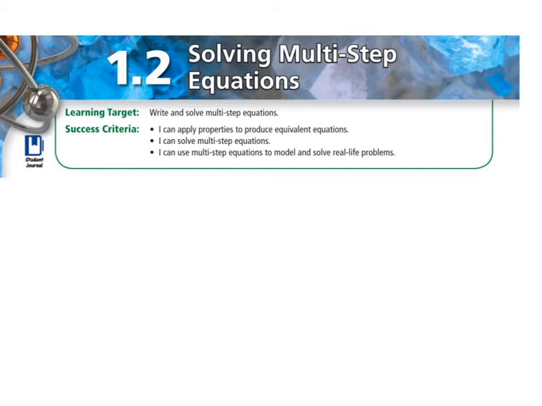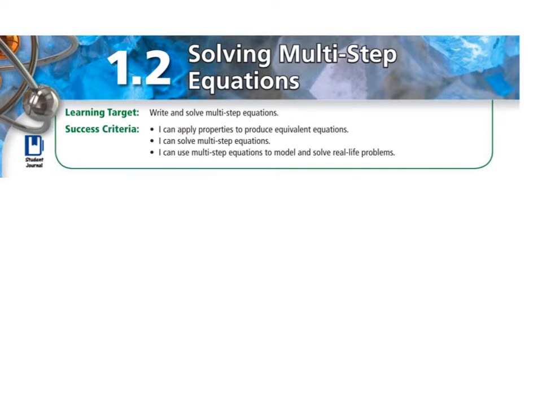Hey everyone. Okay, we're going to be working on chapter 1.2, solving multi-step equations. We want to start by looking at our success criteria, our learning objective here. It's especially important in this one because the very first one says that you will be able to apply properties to produce equivalent equations, equivalent equations being equations that are the same. And we're going to apply some properties.